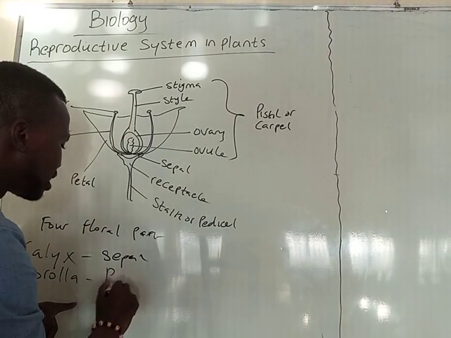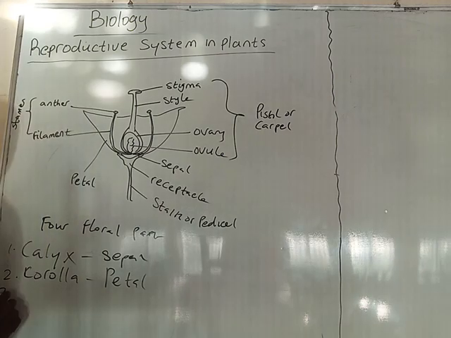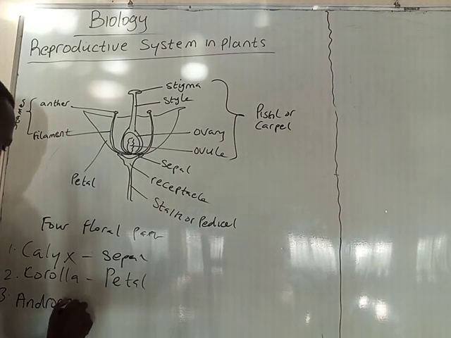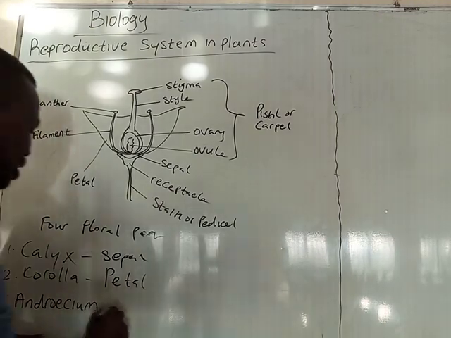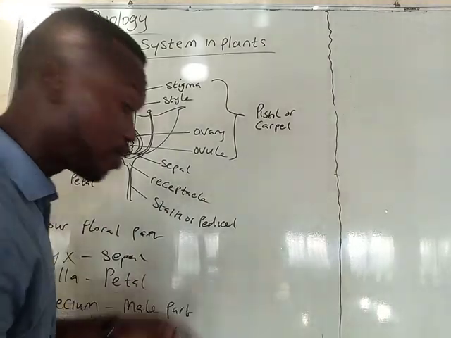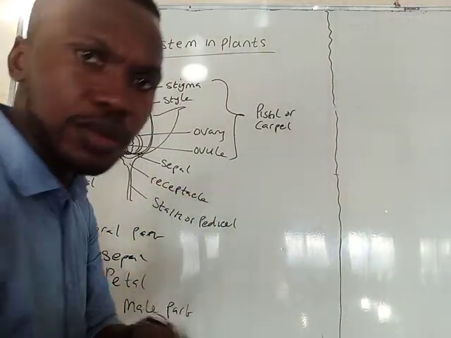The corolla is simply the petal, the attractive part of the flower. Then number 3, we have the androecium. That is the male part in the flower, which is the anther. In the anther, we have the pollen grain.